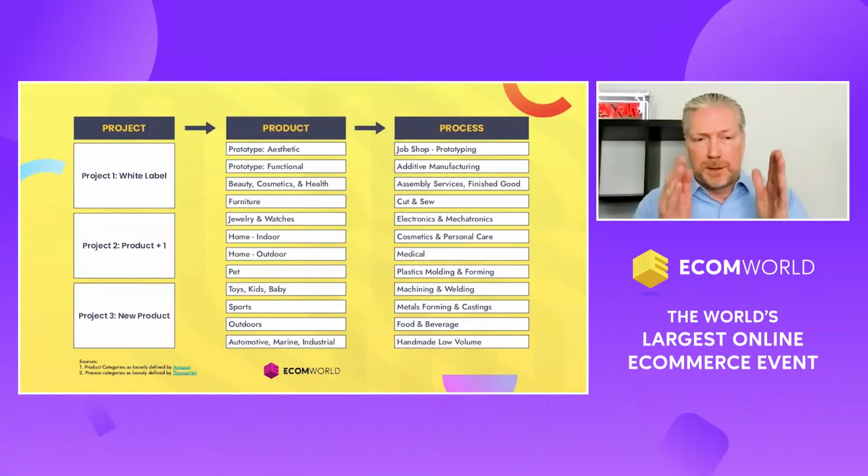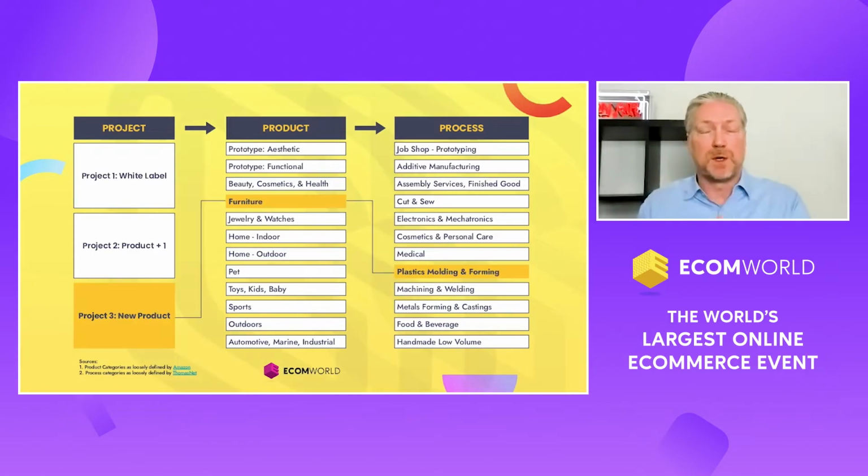We started talking about the first column here in the slide, which is project. What type of project are you starting? Once you know that, you start looking at the type of product, right? Is it in the beauty arena? Is it furniture? Is it jewelry? And once you know that, you start looking at what types of materials.